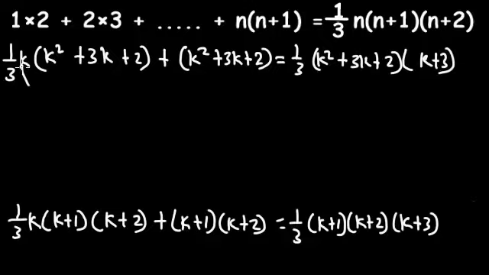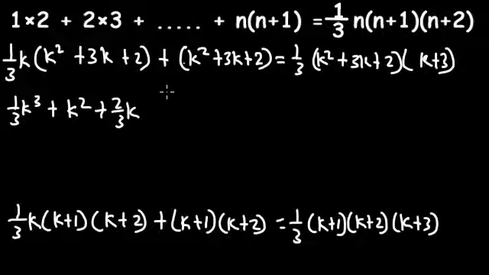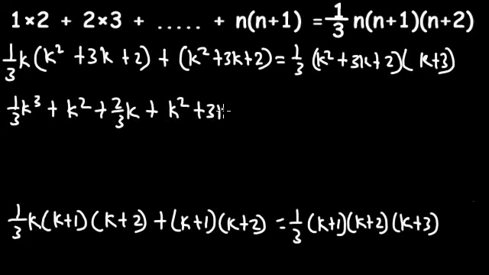Perfect. Right now, let's distribute this k into the bracket. Then we have 1/3. Okay, let's distribute everything, the 1/3 along with k. So we have 1/3 of k cubed plus, the 1/3 cancels the 3 we have here, and we have just plus k squared. Then 1/3 of k times 2 gives us 2/3 of k. Okay, perfect. And we have plus k squared plus 3k plus 2.